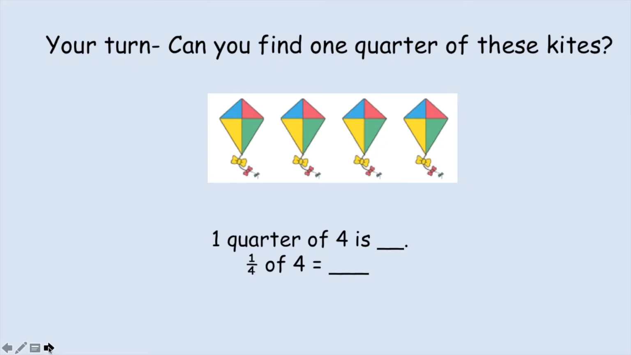Now that's a bit tricky, so you have a turn now. Your turn. Can you find 1 quarter of these kites? See if you can remember the steps. I'm going to go through it with you. So first we find half, then we separate our half again to make our quarter, so 4 equal parts. So 1 quarter of 4 is 1 because I have my 4 equal parts and in each part there is 1 kite. So 1 quarter of 4 is 1. Well done if you got that correct.